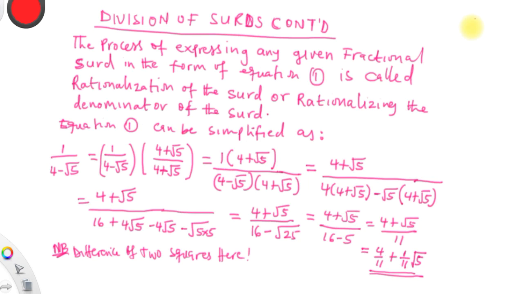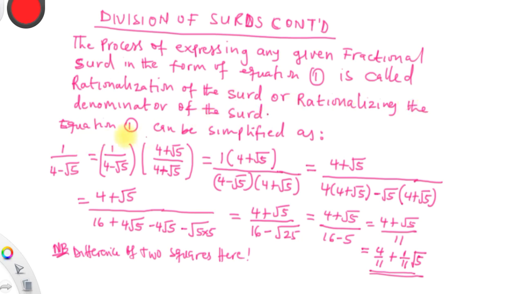Hello students, this is the continuation of our previous lesson on rationalization or division of sets. So this is division of sets continued, or rationalization of sets continued. In the previous video we were looking at the given set, which was 1 over 4 minus square root of 5. So the process of expressing any given fractional set in the form of equation 1 is called rationalization of sets, or rationalizing the denominator of the set.